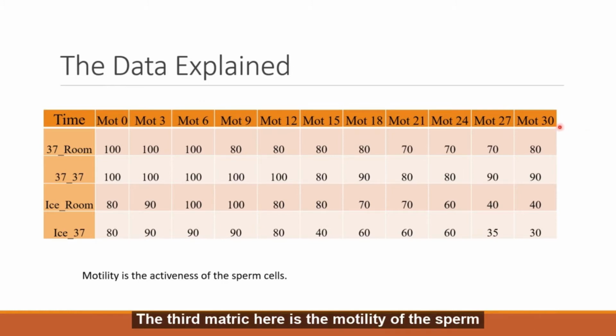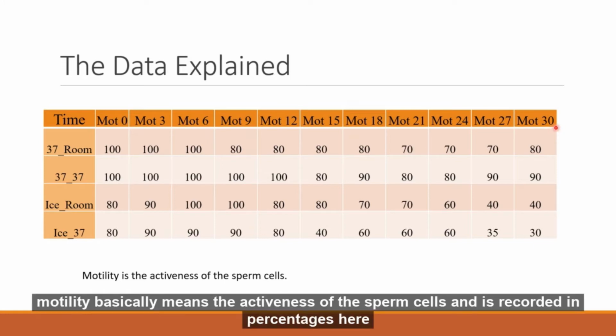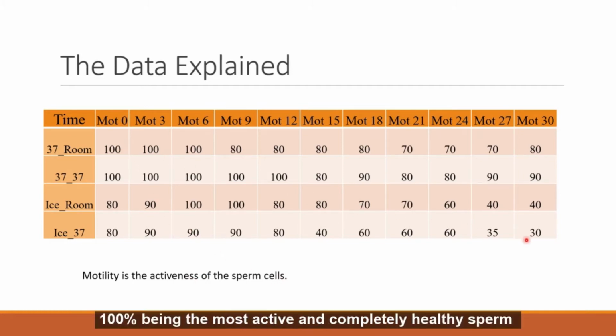The third metric here is the motility of the sperm. Motility basically means the activeness of the sperm cells, and it is recorded in percentages here, 100% being the most active and completely healthy sperm.